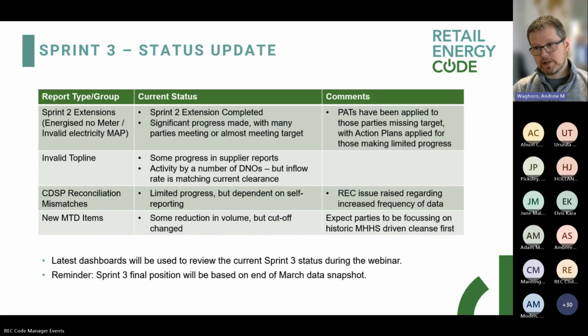Invalid top line was the second group of reports that we were looking at, linked to some of the MHHS changes and focusing on those top line elements that will continue post MHHS. There were 2 sets of reports here: supplier, which was at a relatively low value, and we've seen some progress on this within the supplier reports, although there's a little bit of a way still to go. And then on the D&O side, there was more volume.